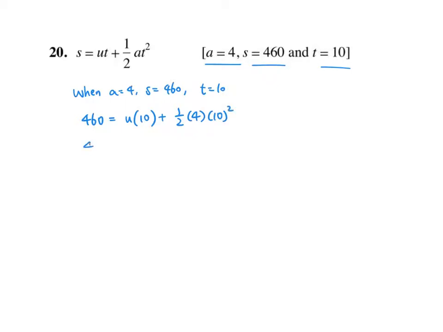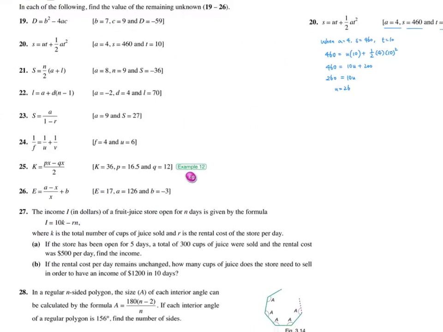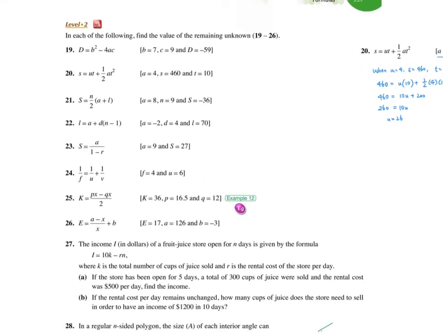So the next step is only calculating the remaining value. It means then 10u plus 1 over 2 times 4, it is 2, and then times 100, it is 200. And then you are solving for u, so you have 10u equals 260, u equals 26. And that is all you need to write for number 20. Easy. So let me show you a bit more complicated question.